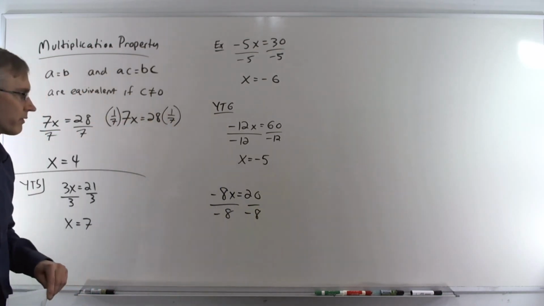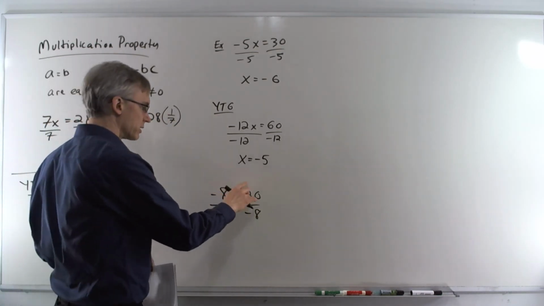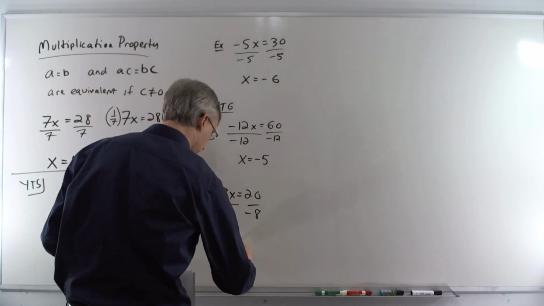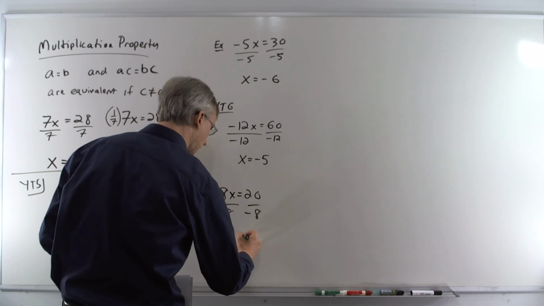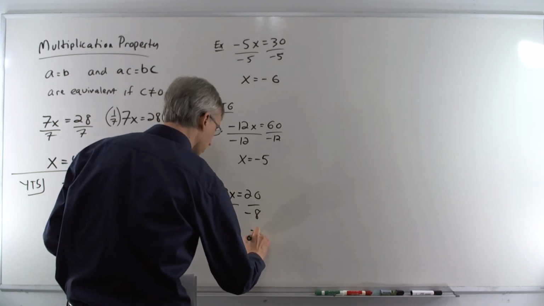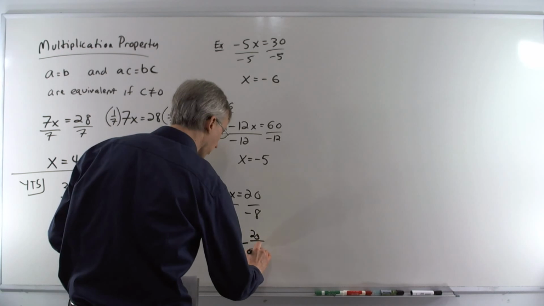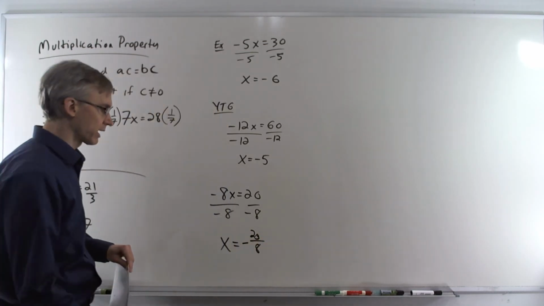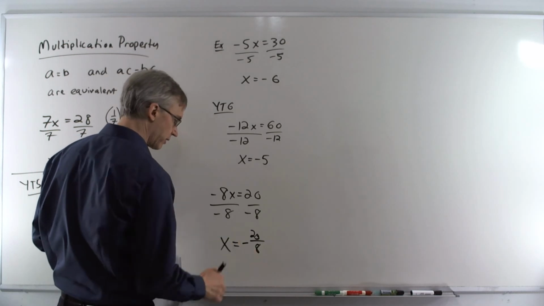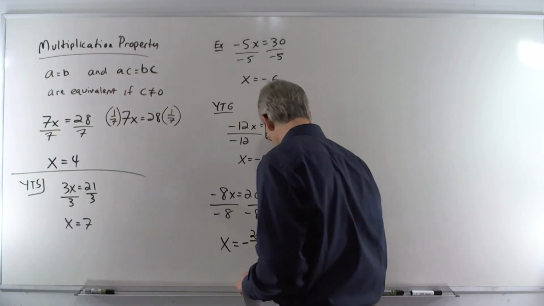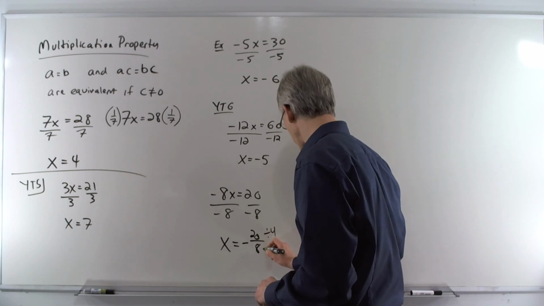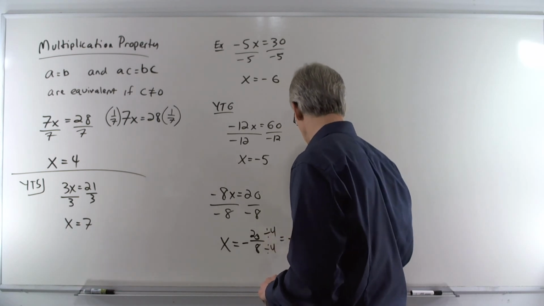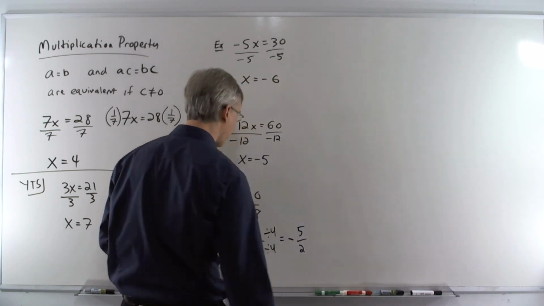For the next one, we've got negative 8x equals 20. So we'll divide by the coefficient of negative 8. Negative 8's cancel, and we got x equals negative 20 over 8. But this isn't in lowest terms, because we have a common factor of 4 in 8 and 20. So if we divide top and bottom by 4, you get negative 5 halves.